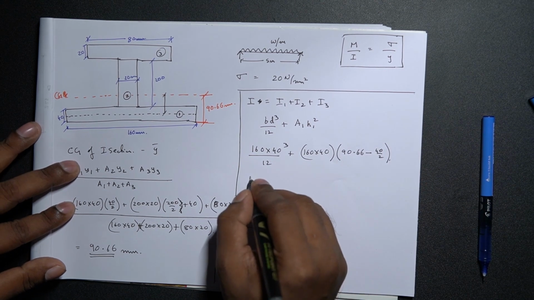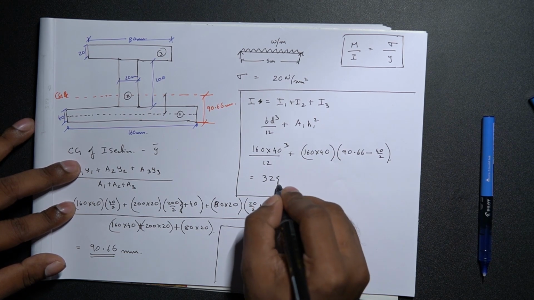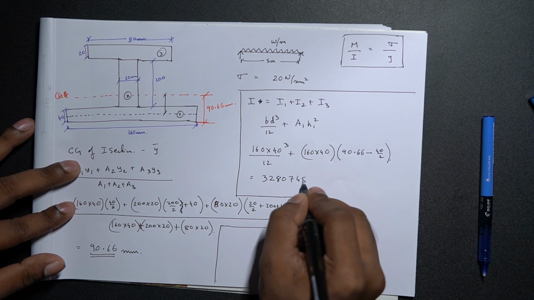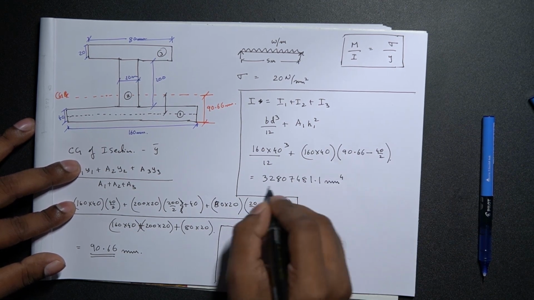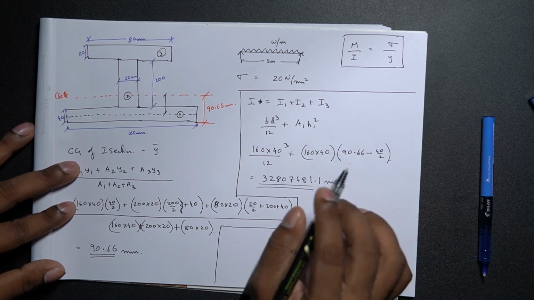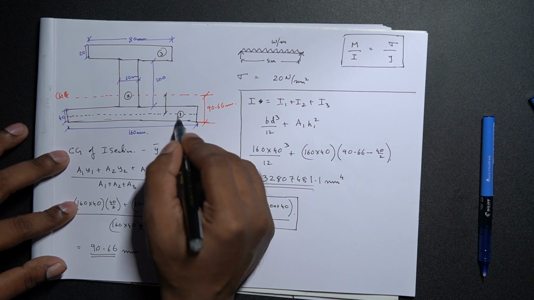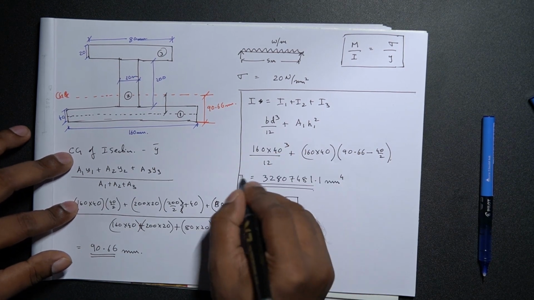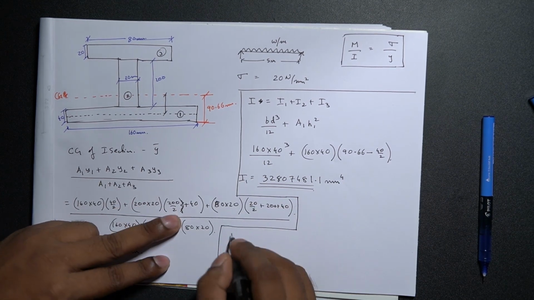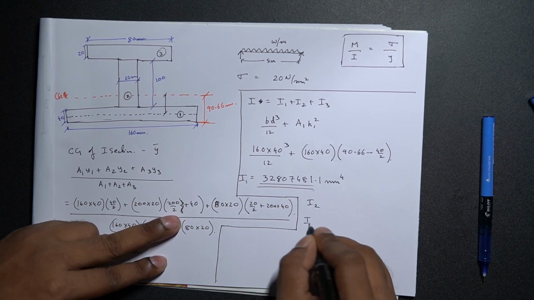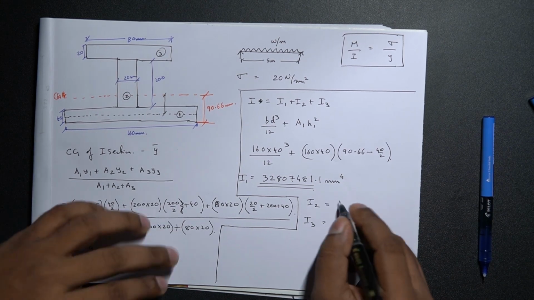So on solving this, like I said, already done before, this would give me 32807481.1 mm power 4. This is the moment of inertia for the section 1 part, that is I1. So I1 is equal to 32807481. Similarly, we need to calculate I2 and I3 for all the sections. We'll do I2 and I3.